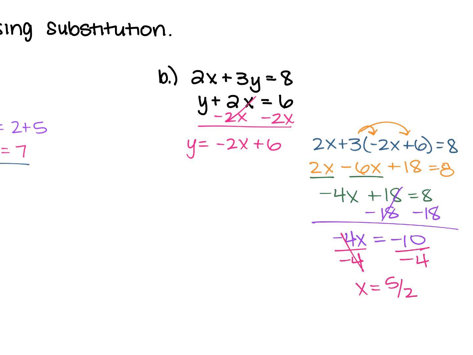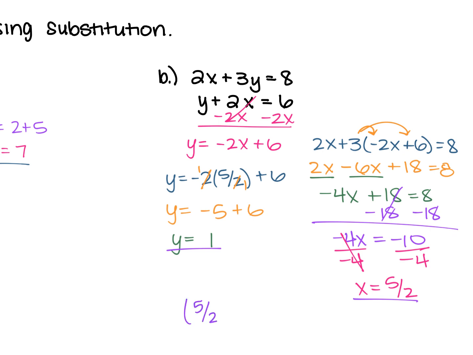So that's going to give us y is equal to negative 2 times 5 over 2 plus 6. Your negative 2 times 5 over 2 is going to give you a negative 5 plus 6. So that gives you a y of 1. Since y is 1 and x is 5 halves, your ordered pair, that is your solution, is 5 halves, comma 1.